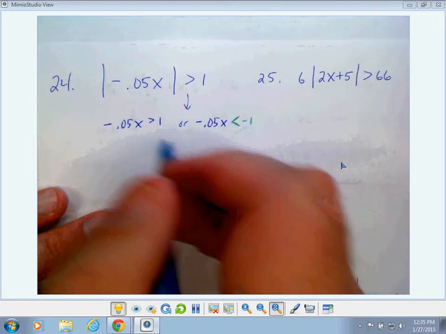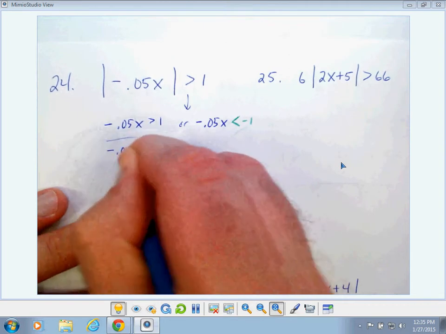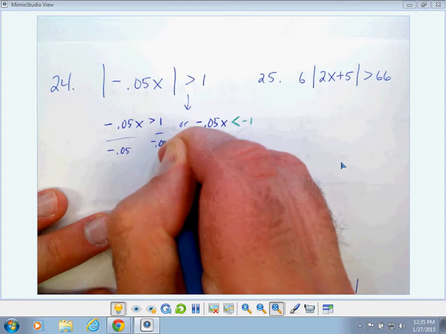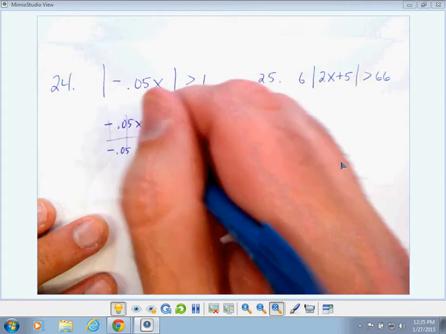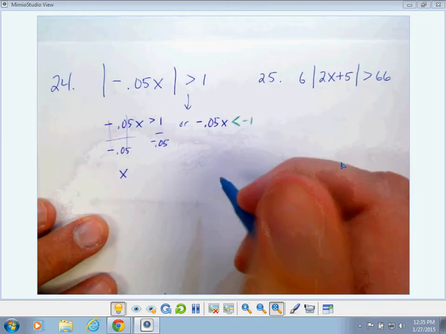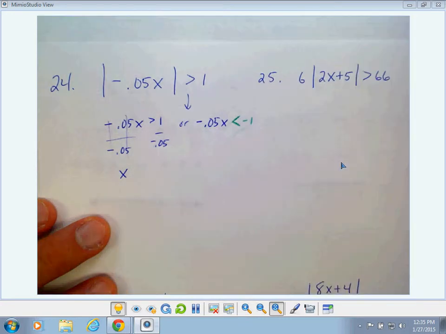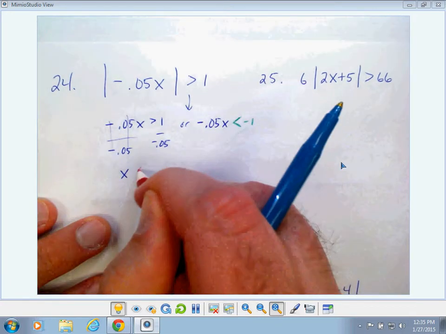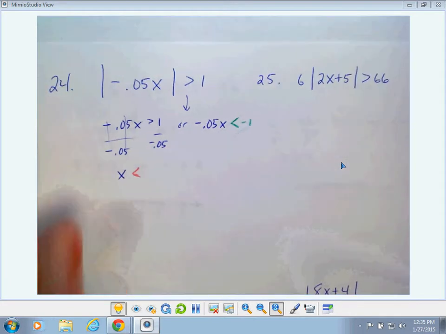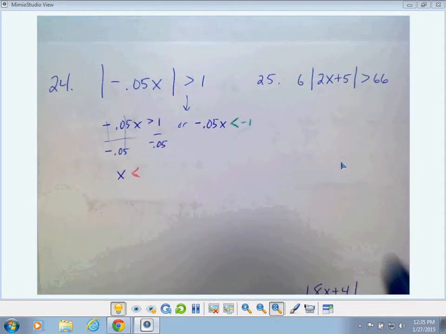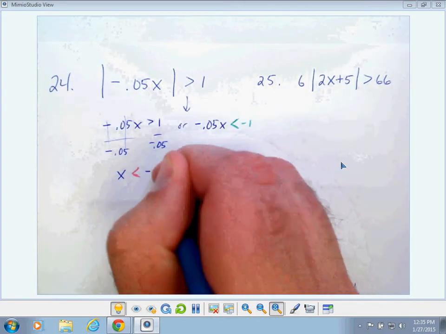And so when we go to solve this, we'll have to divide both sides by negative 0.05. Again, just like the very first problem, we are dividing by a negative, so we go back to the first rule of inequalities, which is anytime you divide by a negative, you turn the symbol. So this one's actually going to turn to a less than. And then 1 divided by negative 0.05 is actually going to be negative 20.